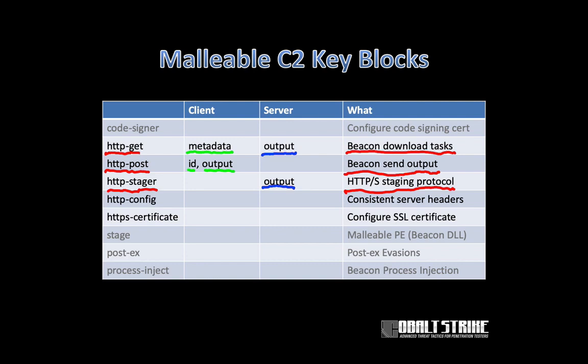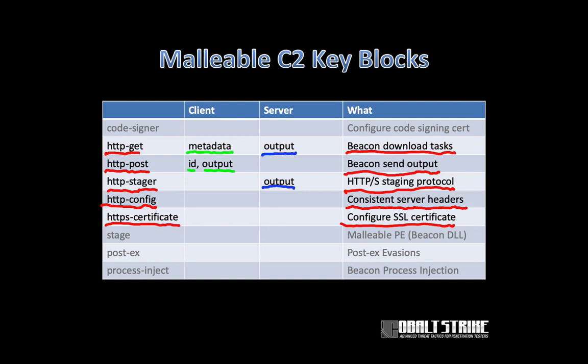Another important block getting its first mention in this lecture is HTTP config. And this block lets you set server headers and server header order for every single HTTP response your Cobalt Strike server makes. So you can think of this as almost a global server config more than anything. HTTPS certificate is the block where you set options to configure your SSL certificate. And there's a few other ones here: stage, postx, and process inject. We'll go into those with more detail later.